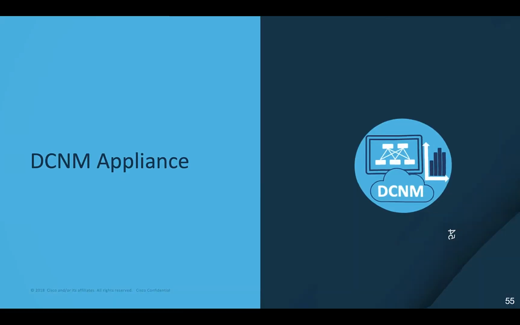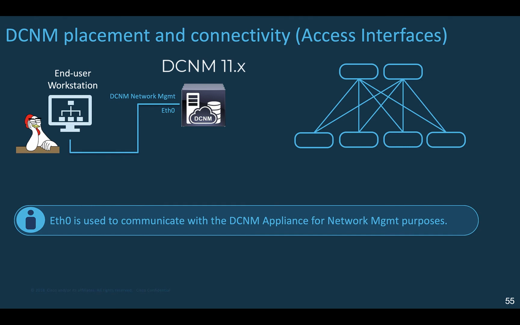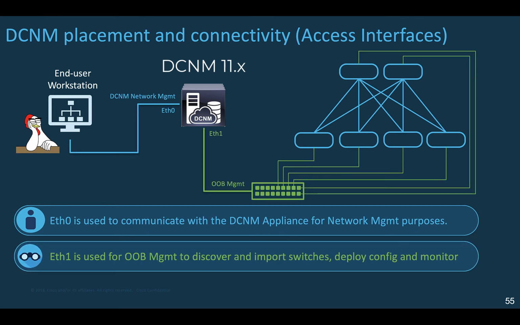Now, in regard to the DCNM appliance, this is a high-level schema for the connectivity of the DCNM 11 appliance. We have the Ethernet E0, which is used to communicate between the network management platform and DCNM, used to exchange HTTPS requests with the end user, including the REST APIs and the SSH. Ethernet 1 is used for out-of-band management to discover and import the switches, deploy configuration and monitor. It exchanges HTTPS, SNMP, SSH, and APIs requests with the switches.